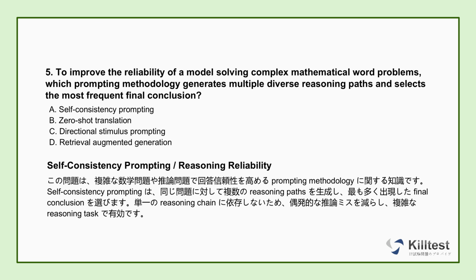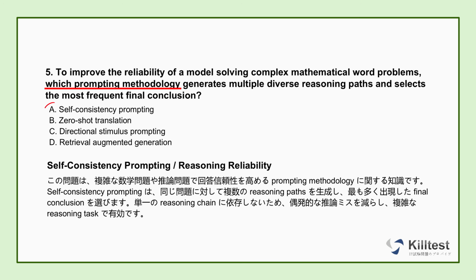Question 5. To improve the reliability of a model solving complex mathematical word problems, which prompting methodology generates multiple diverse reasoning paths and selects the most frequent final conclusion? The correct answer is A. Self-consistency prompting. Instead of betting everything on a single chain of logic, which could definitely contain a hallucinated math error. Oh, absolutely. So instead, you force the model to solve the problem several different ways independently. And then you just look for the consensus. It's like asking 5 different experts and going with the majority rule to avoid single path errors.